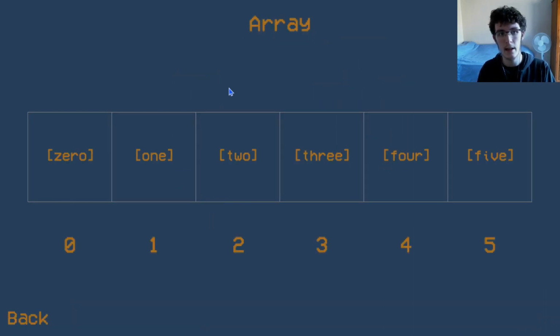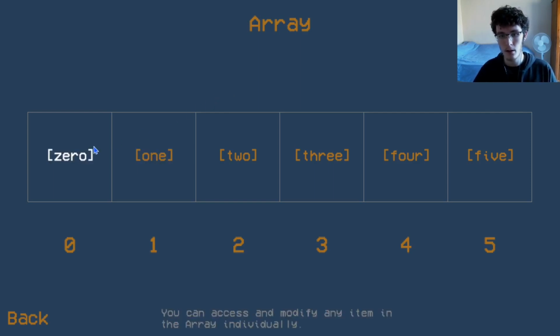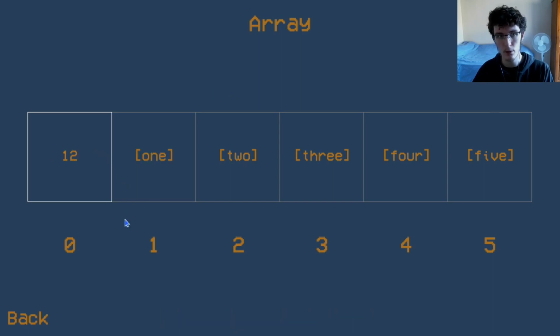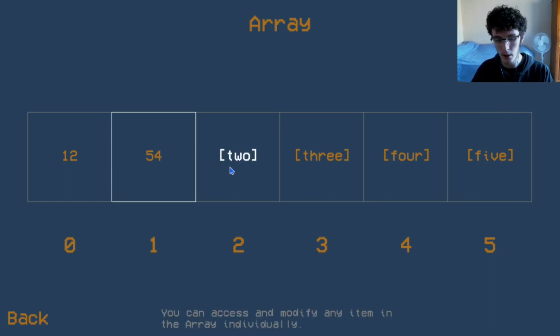An array is a collection of values, usually of the same data type. So, for example, I could store 12, which is an integer, in the first position, and the next one would also have to be an integer, so 54. I couldn't then have the letter B.